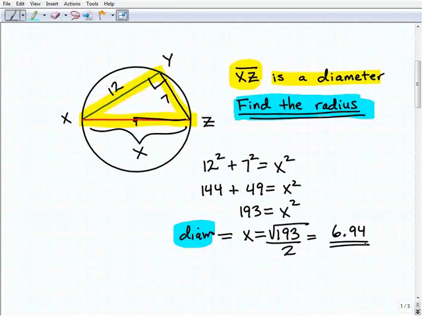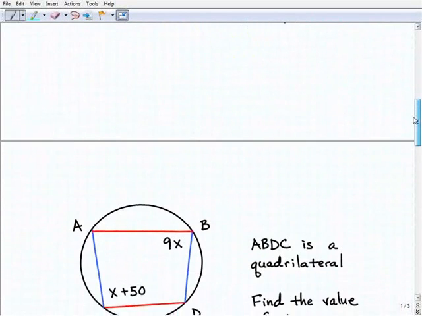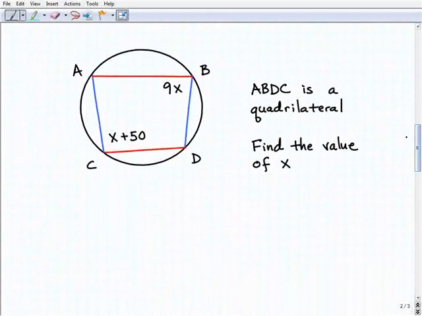So once again, this problem is not difficult once you can apply these theorems that we learned. The whole key here was knowing that this particular angle, this inscribed angle, was a right angle. And that was a theorem that we learned from the lesson. All right, so let's take a look at our second problem.